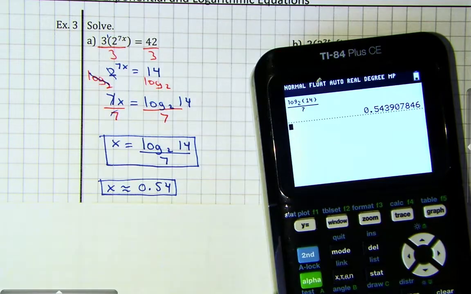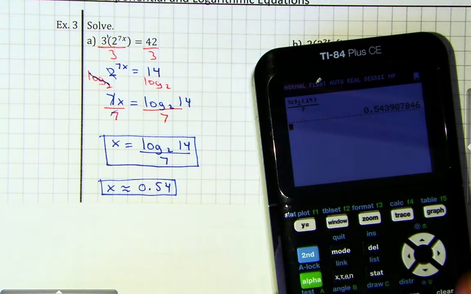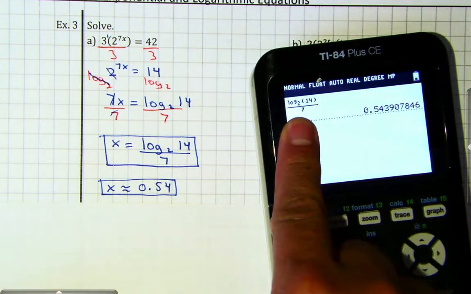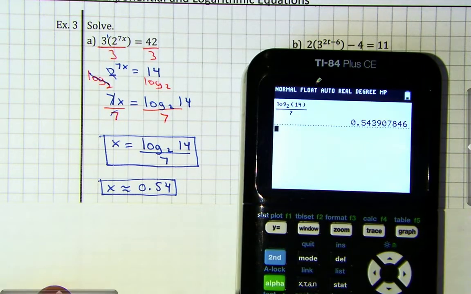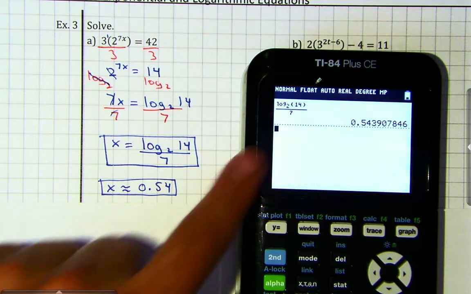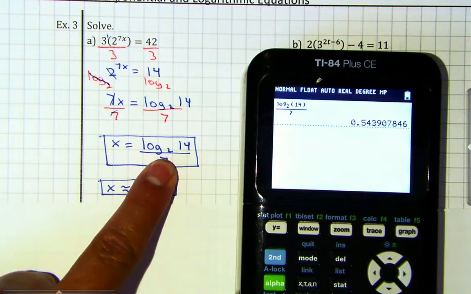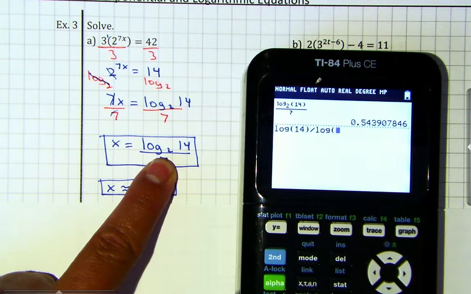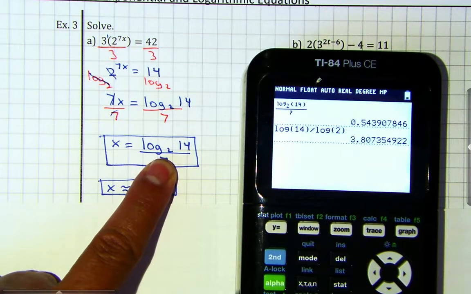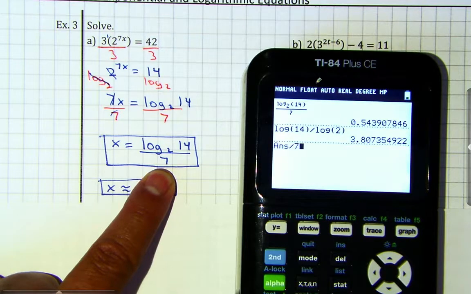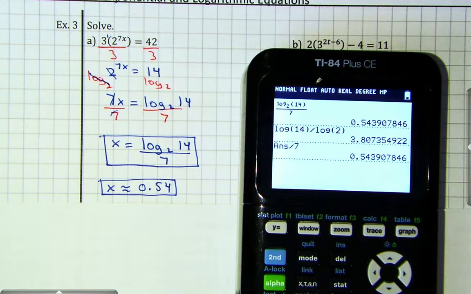Example number 2. And remember that if you don't have that notation, you can actually just go through a process and say, okay, I'm going to use the change of base for this part. So with the log of 14 divided by the log of 2, I can divide that by 7. It gives you the same answer.